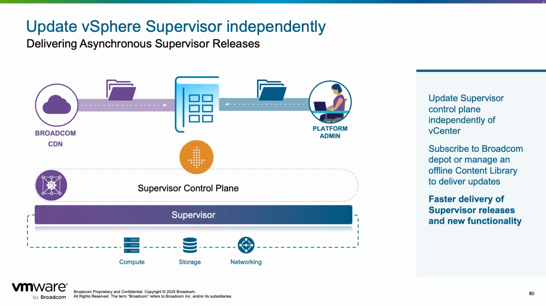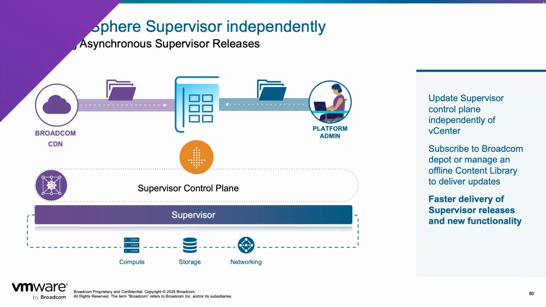With vSphere 8, supervisor releases are delivered via vCenter patches and updates. In vSphere 9, supervisor releases are decoupled from vCenter. This capability now allows supervisor clusters to be patched and updated independently of vCenter, which allows more rapid delivery of new supervisor releases and functionality to developer teams.